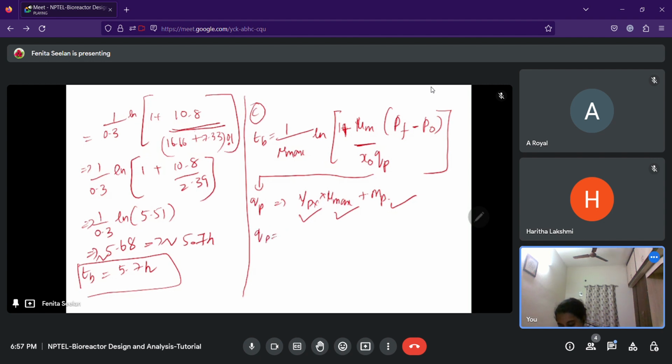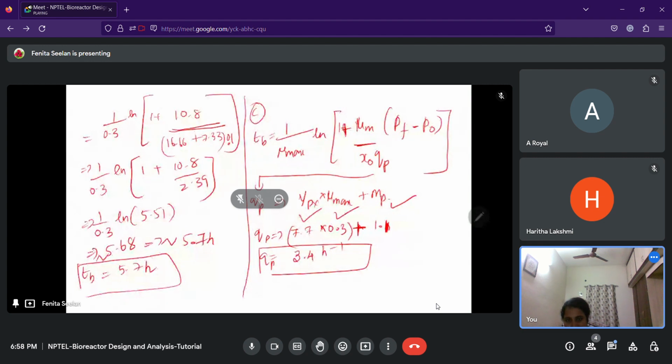So QP is equal to 7.7 into 0.3 plus 1.1, which is equal to 3.4 per hour. So we have found QP also.